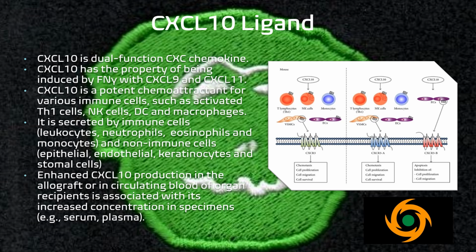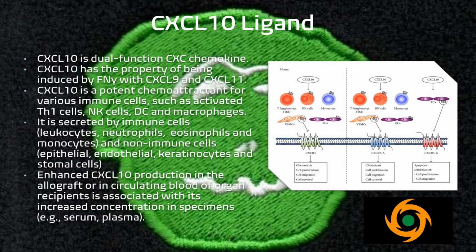CXCL10 is also a potent chemoattractant for various immune cells, such as activated T helper cell type 1, natural killer cells, dendritic cells, and macrophages. It is also secreted by immune cells such as leukocytes, neutrophils, eosinophils, and monocytes, and non-immune cells, for example epithelial, endothelial, keratinocytes, and stromal cells. Enhanced CXCL10 production in an allograft, or in circulating blood of transplanted organ recipients, is also associated with its increased concentration in specimens, for example in serum and in plasma.